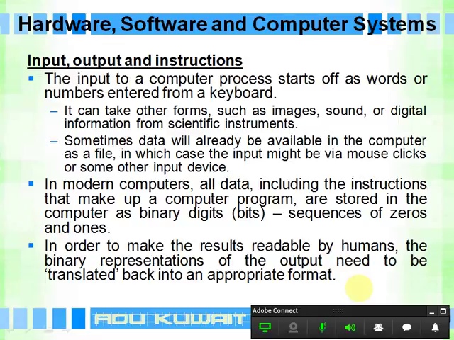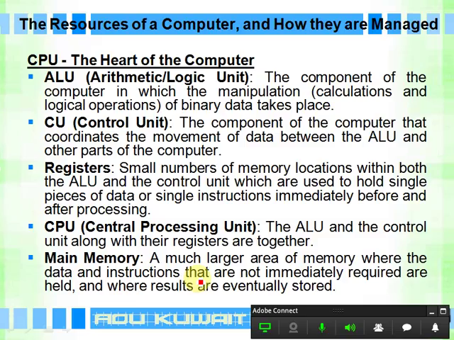In modern computers, all data, including the instructions that make up the computer program, are stored in binary digits, that is bits, zeros and ones. So anything in the computer is zeros and ones. In order to make the result readable by humans, the binary representation of the output needs to be translated into the appropriate format. We need to get the output back in the format that we understand.